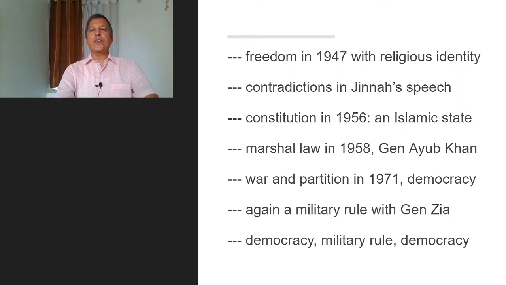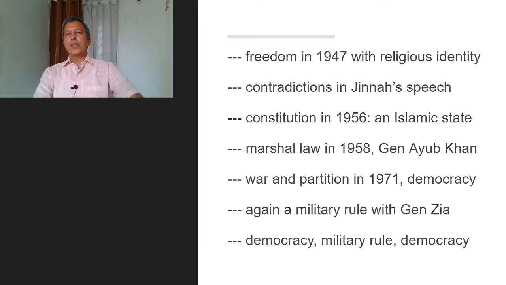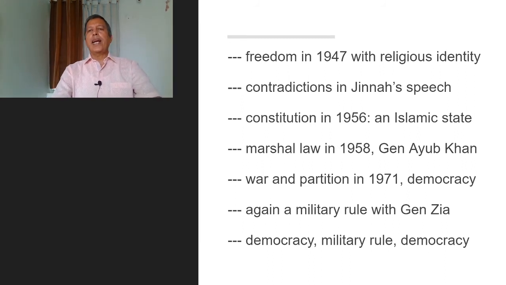In 1956, when the constitution was formed, it was declared as an Islamic state. And even democracy didn't remain for many years, because just after 2 years, there was a coup, and an army general took over the state, General Ayub Khan. Then the military rule remained from 58 to 1971, when there was a war and Pakistan was divided. East Pakistan became a new country.